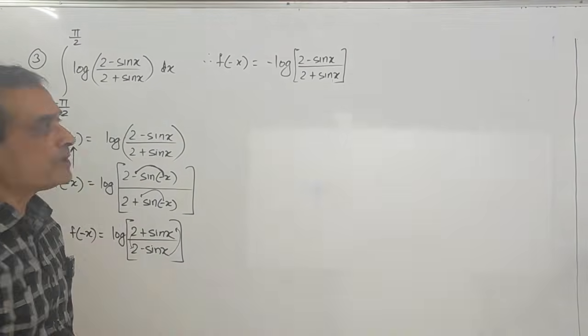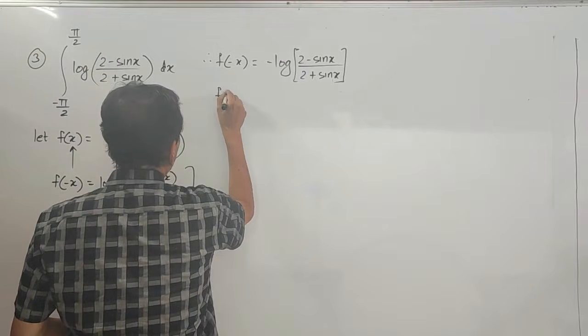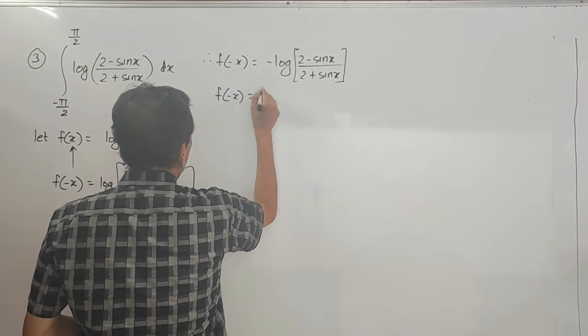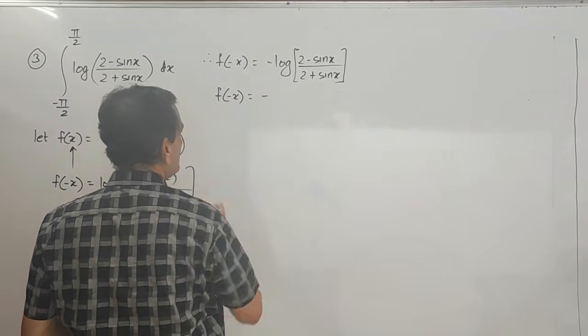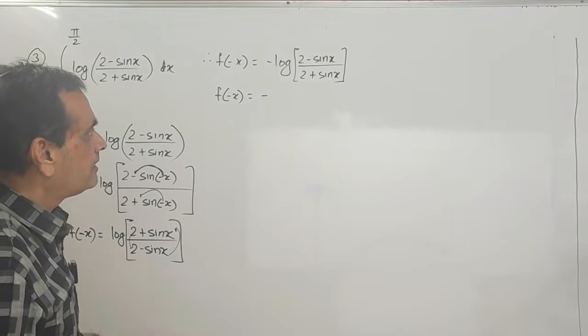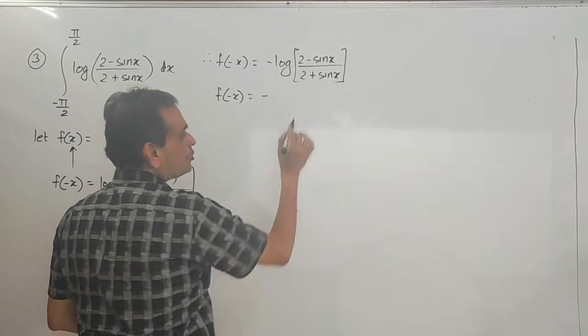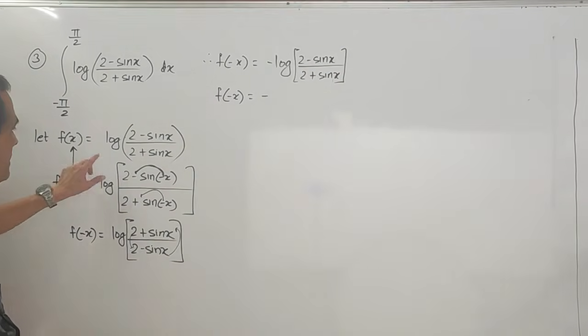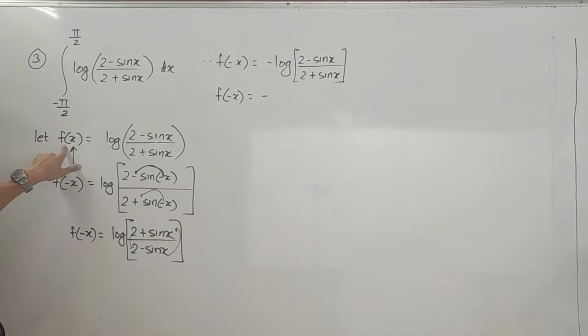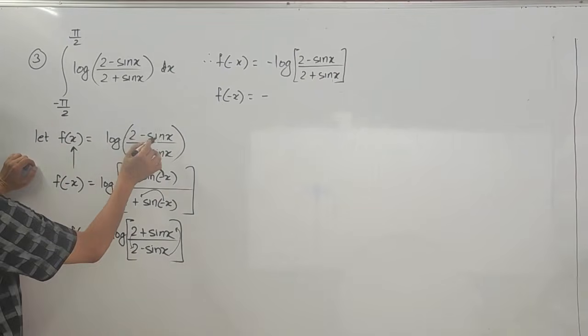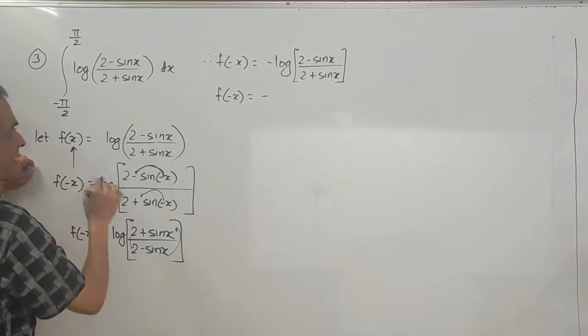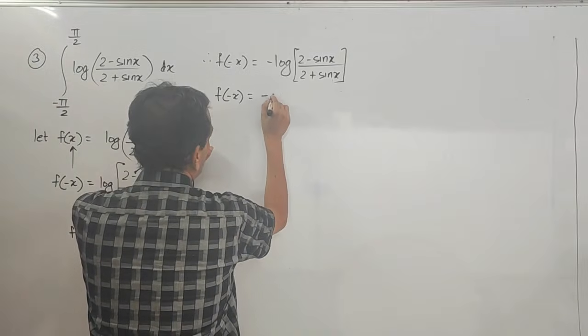Now why did I do that? Because right hand side, see what you get. Keep this minus sign as it is outside. What is this? Log of 2 minus sin x upon 2 plus sin x क्या है? It is nothing but f x. See, log of 2 minus sin x upon 2 plus sin x is nothing but f x. So it becomes minus of f x.